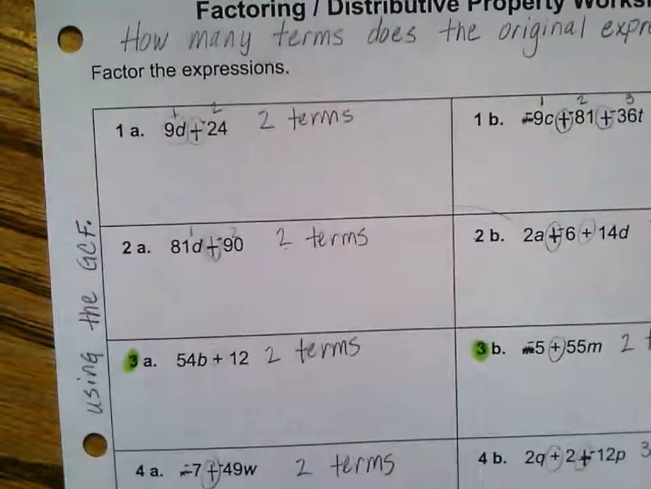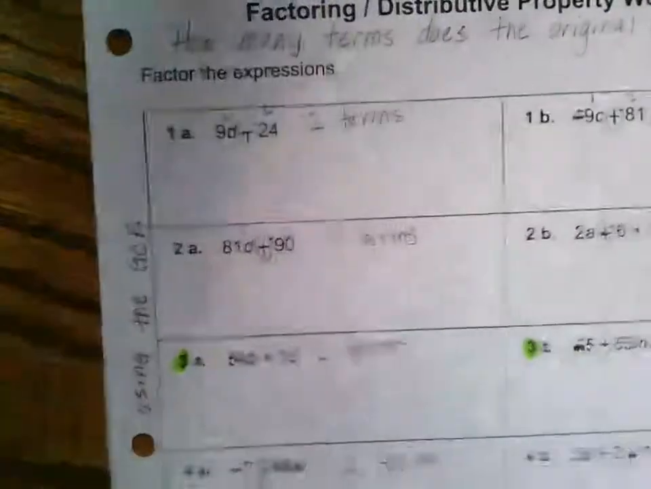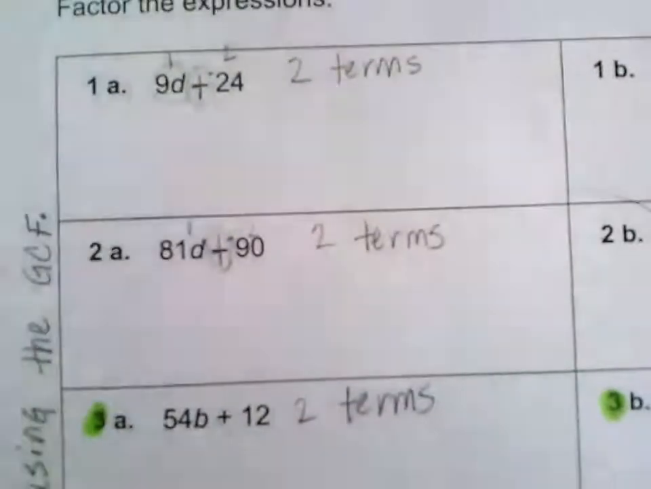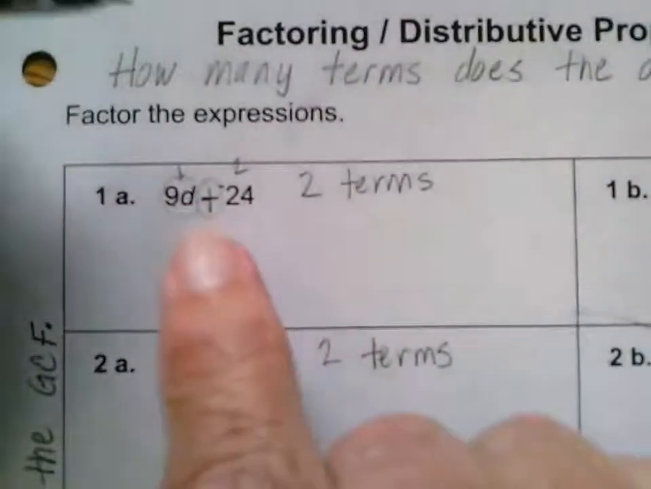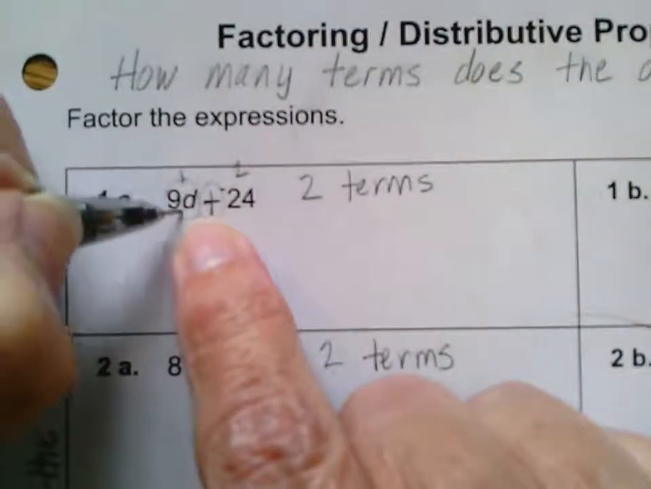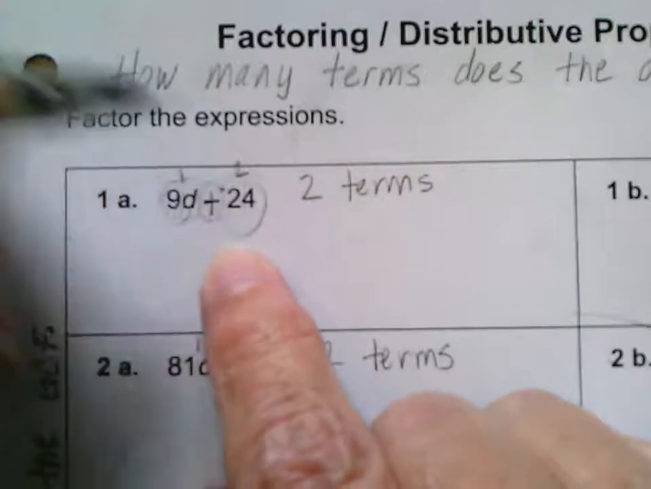Now I'm going to go back and factor each expression using the greatest common factor. So when I use the greatest common factor, there are 2 ways to go about this. I look at the numbers that do not have variables. So I'm looking at my 9 and my 24 right here.